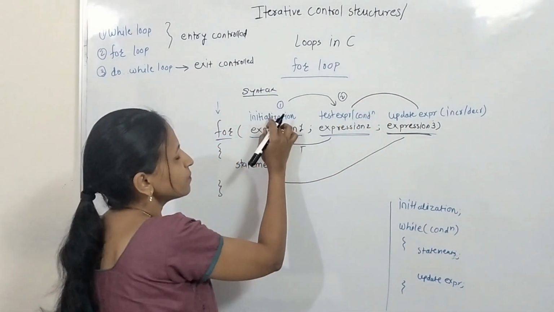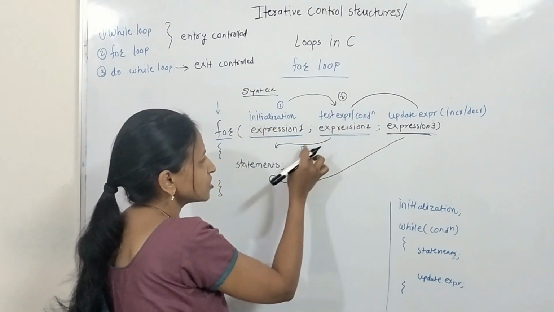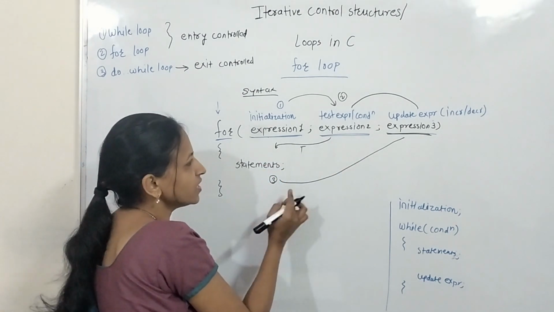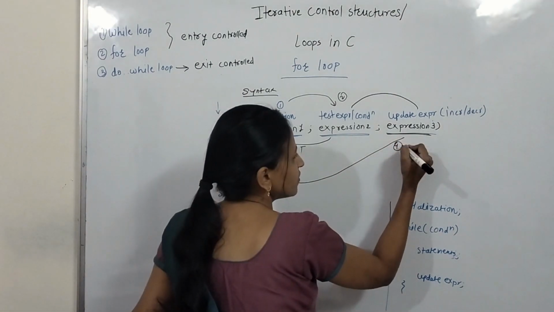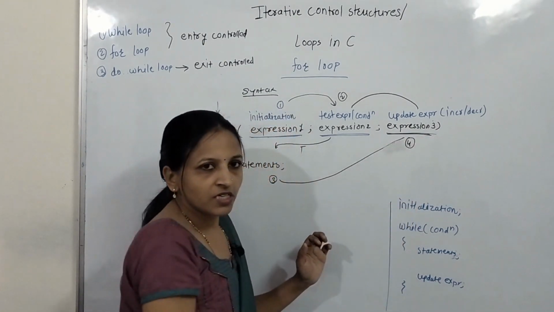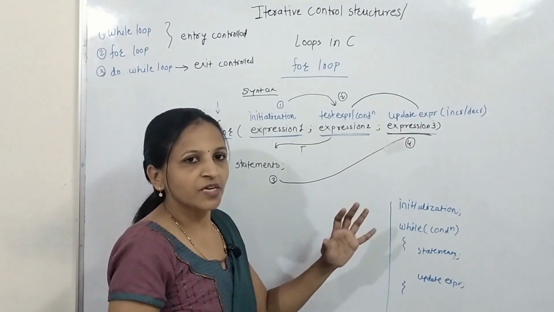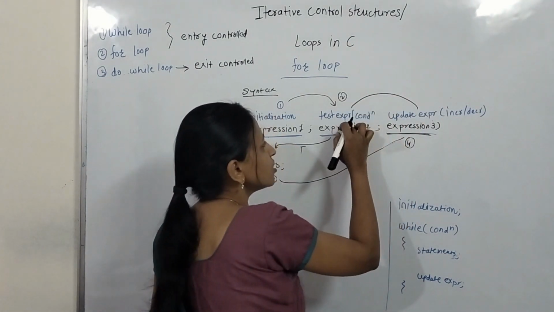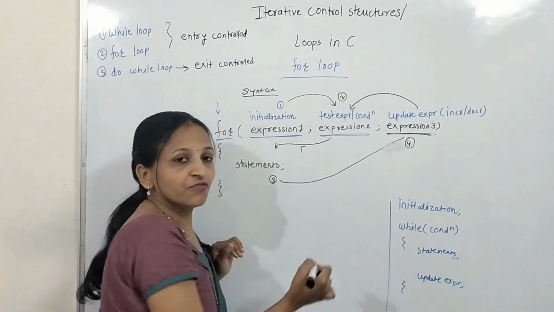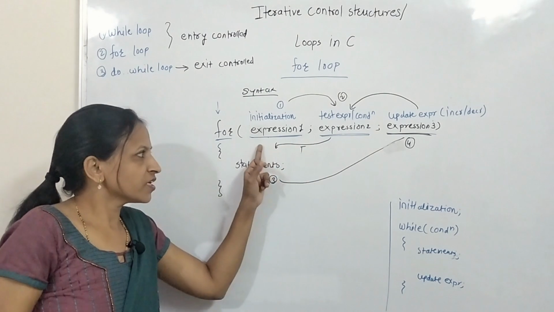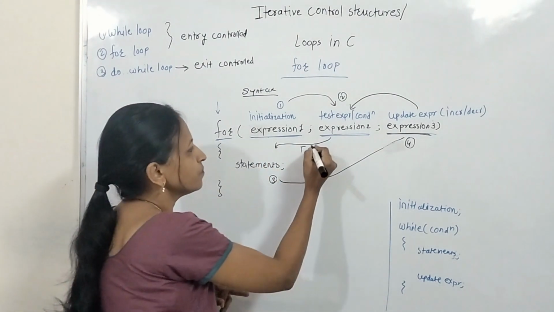It means the first step is initialization, then the test expression. If the condition is true, then the statements will get executed. Next, the update expression will get resolved, meaning whatever increment or decrement takes place. Then again control will come here to check the condition. If the condition is true, again the statements will get executed.